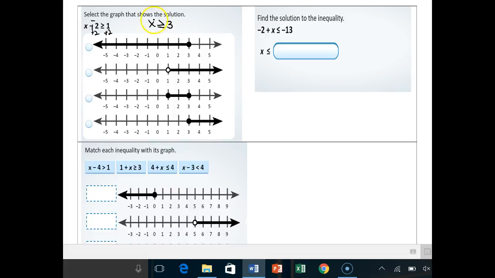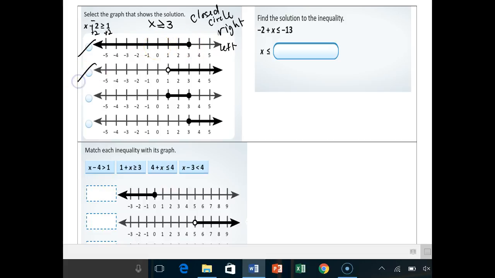I don't have to flip this, right? Because x is on the left-hand side. We can read this. So I want something that's a closed circle, and I want it pointing to the right, my fault. So this is out because it's pointing to the left. So this is saying everything less than or equal to 3, not greater than or equal to 3.